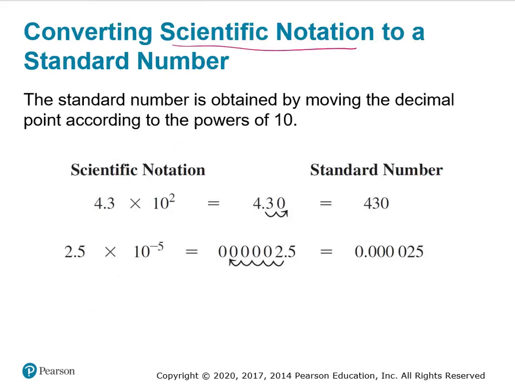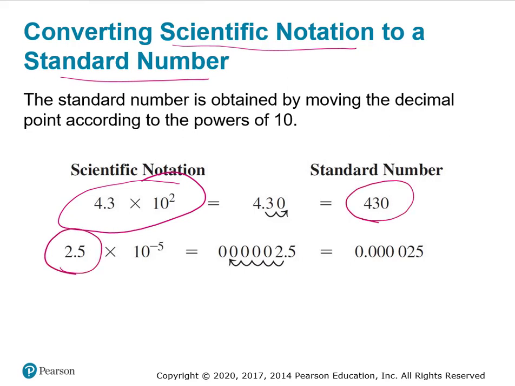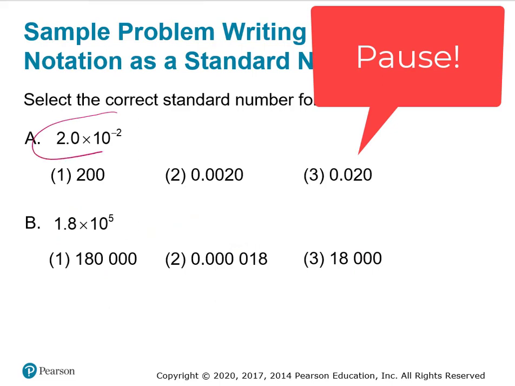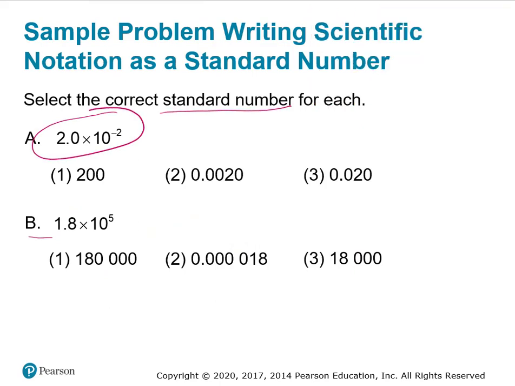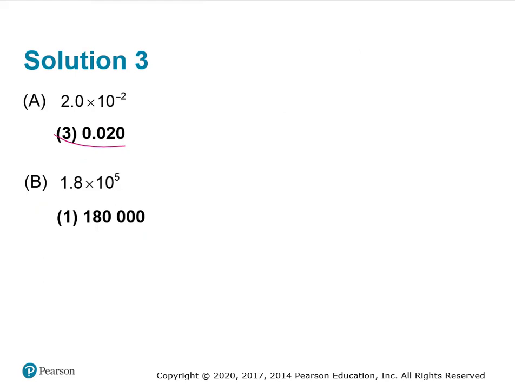Let's convert scientific notation to a standard number. Can you convert 4.3 times 10 to the 2nd power to get 430? 2.5 times 10 to the negative 5? See if you got this standard number. Why don't you pause the video here? 2.0 times 10 to the negative 2. Choose the correct standard number for that and for 1.8 times 10 to the 5th. Did you get those correct answers?